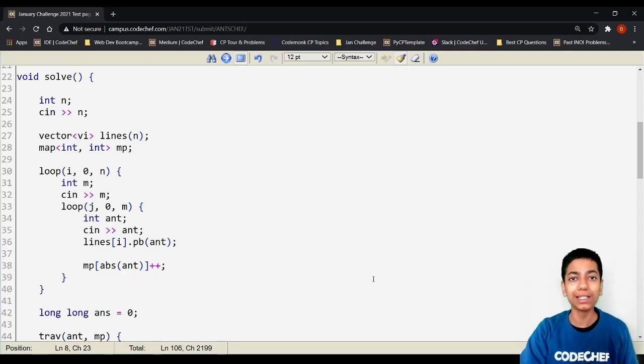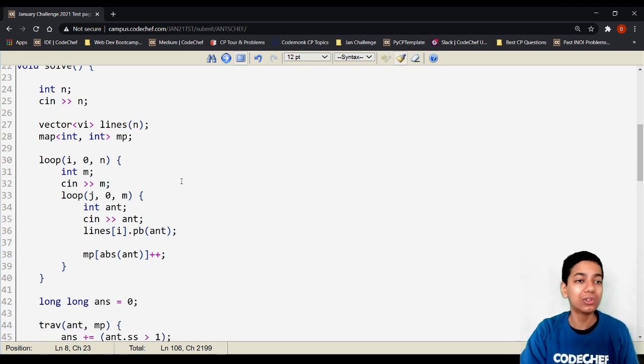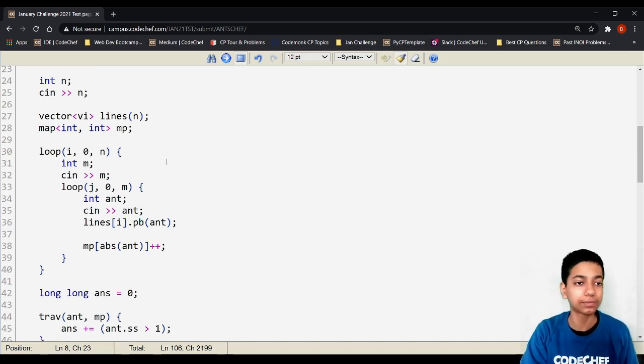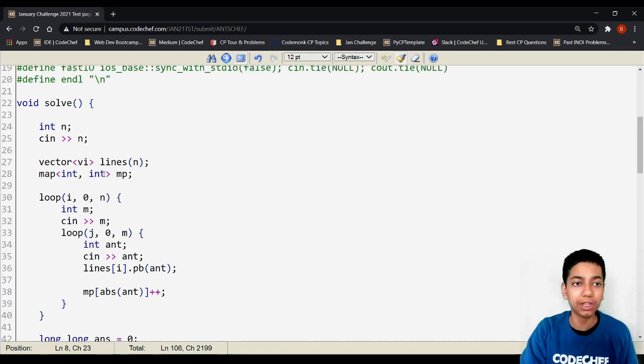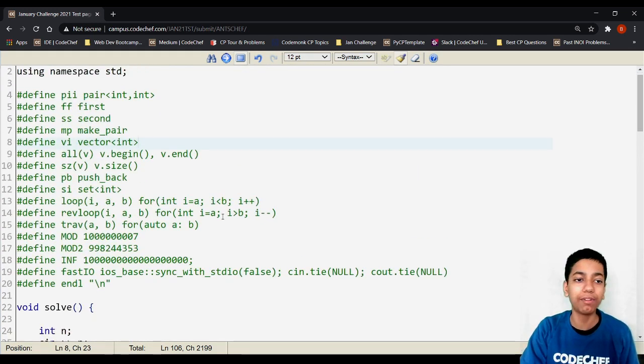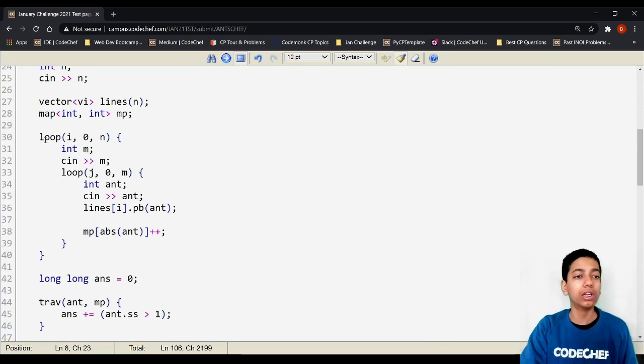So here's the code, guys, which will be in C++. First taking the input n and a vector of vectors, lines. And remember, we also had to make this map MP, where MP of x denotes the number of ants with the absolute distance of x. Now looping from 0 to n. Another thing to note is that this vi and loop are not native functions of C++. These are something I have defined in my template. So looping from 0 to n, just taking the input and pushing it to the vector lines.